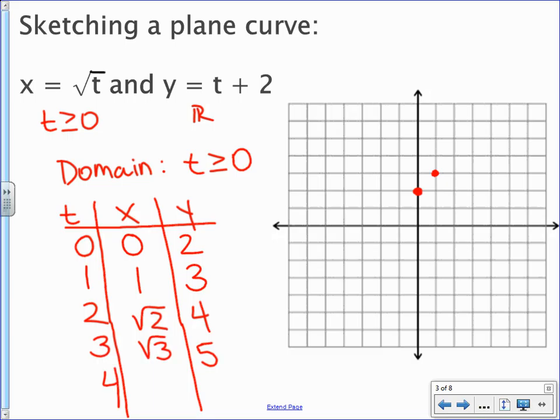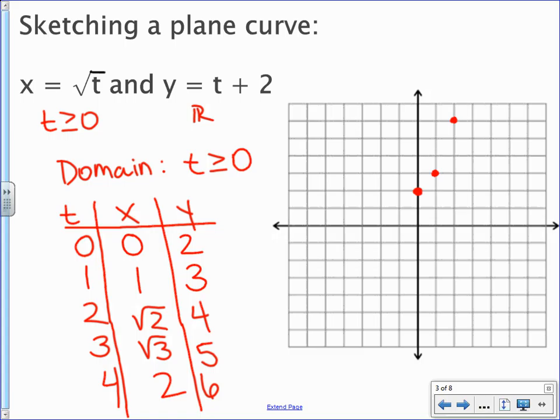When we plug in 4, square root of 4 is 2. 4 plus 2 is 6. So we have the coordinate 2, 6. I'm going to plot that one. The other ones are there. I'm just not going to plot them for right now. What is this starting to look like? Parabola. It looks like a parabola, right?